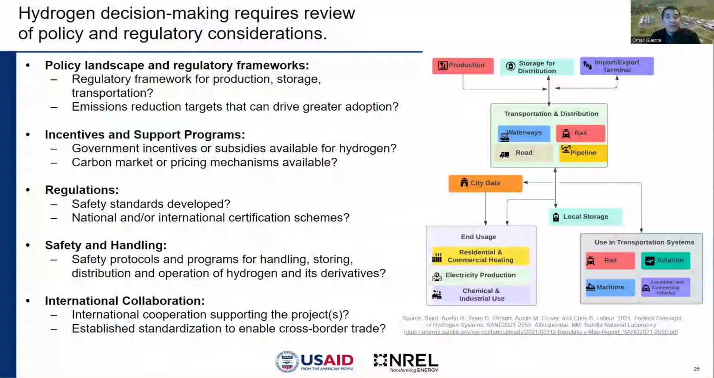So we need to consider, for example, do we have a regulatory framework for production, storage, and transportation of hydrogen? Do we have any emission reduction targets for a given end use application or adoption of hydrogen, for example? Do we have incentives, right? Those are very important. Incentives are very critical for those technologies that are at this very early stage of deployment. So we need to evaluate, okay, do we have government incentives for hydrogen? How long are those incentives going to be in place, for example? Do we have a carbon market or pricing mechanism available for low carbon, for example, fuels or energy carriers?